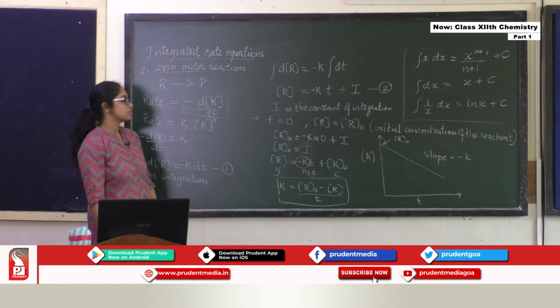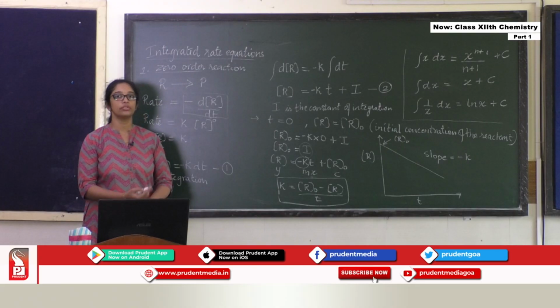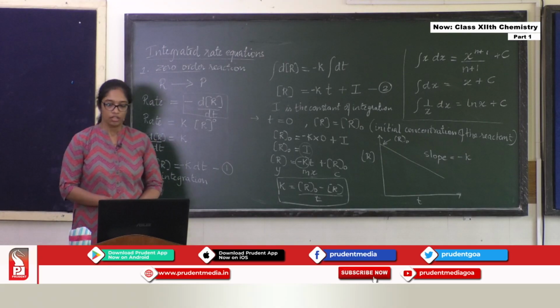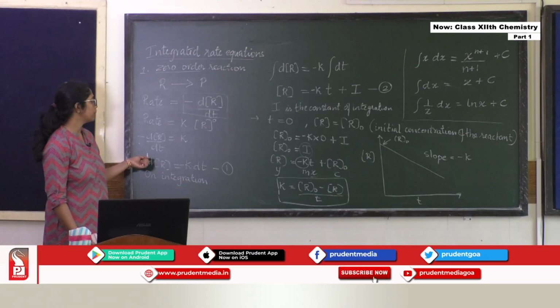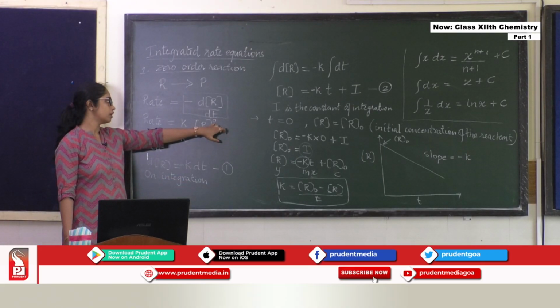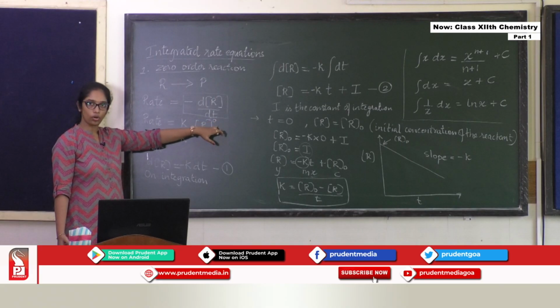Now along with this, what else can be asked is how to derive a first order reaction. The derivation is done in almost the same way, with a few exceptions, because now we are not going to take the order as 0, but we are going to take the order as 1.